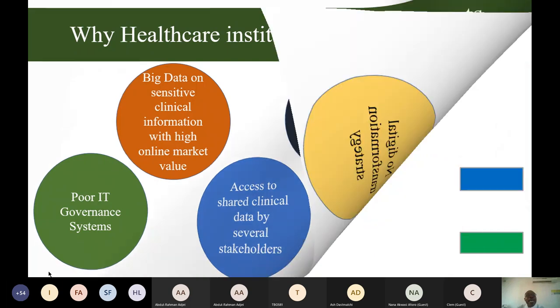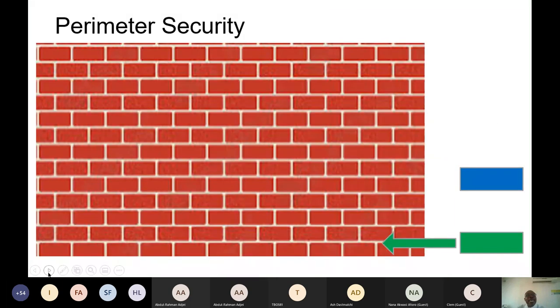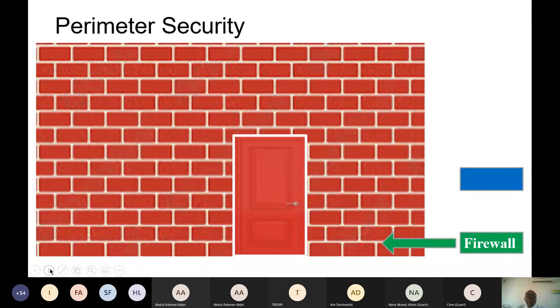Okay, so why do healthcare institutions get breached, get attacked by hackers? Traditionally or conventionally, we refer to perimeter security as a way of protecting your IT infrastructure. So we protect the IT infrastructure or software system by erecting what we call a firewall. A firewall, in lay terms, can be described as a wall. It's a wall that prevents people from gaining unauthorized access to your digital health system. So the green arrow shows the firewall, which is the brick.